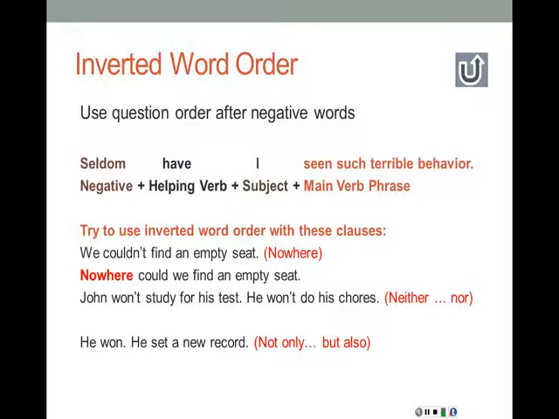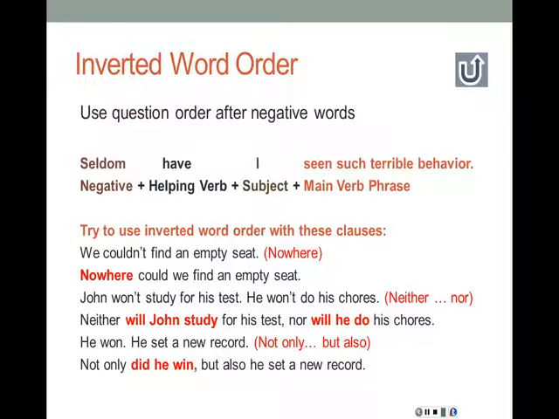John won't study for his test. He won't do his chores. Neither will John study for his test, nor will he do his chores. Is that what you got? He won. He set a new record. Not only did he win, but also he set a new record. If it's a compound sentence, please don't forget the comma.